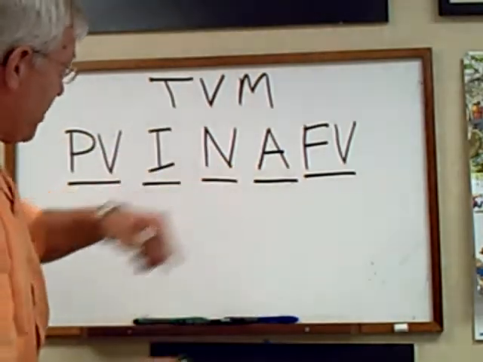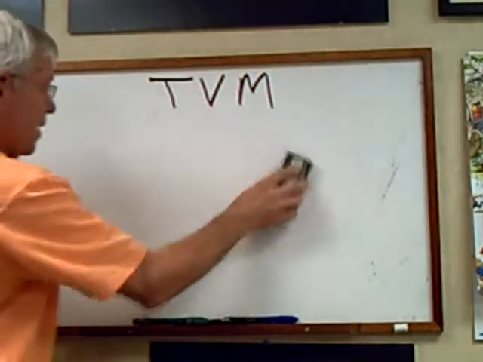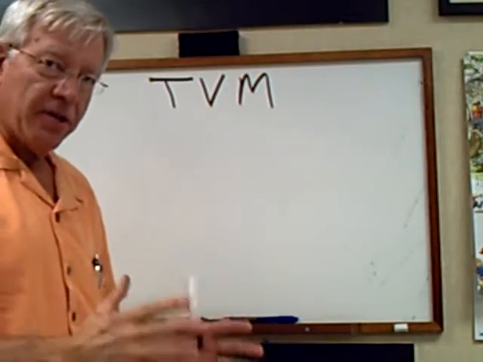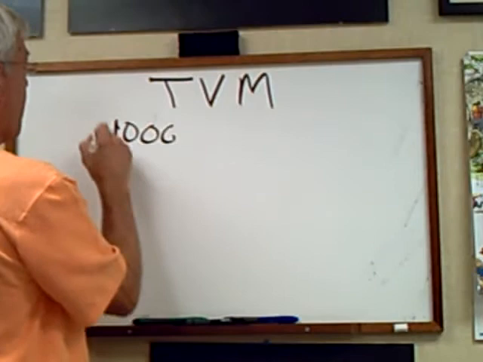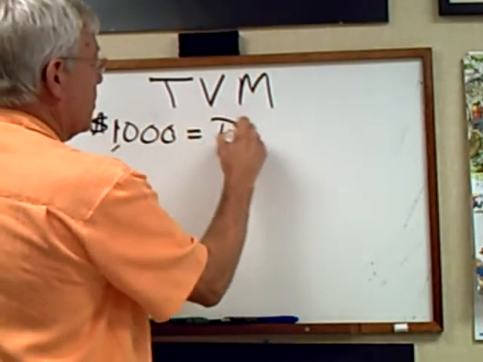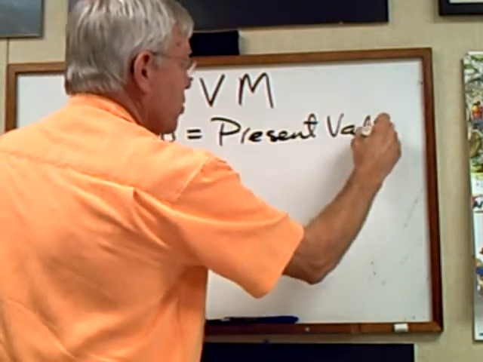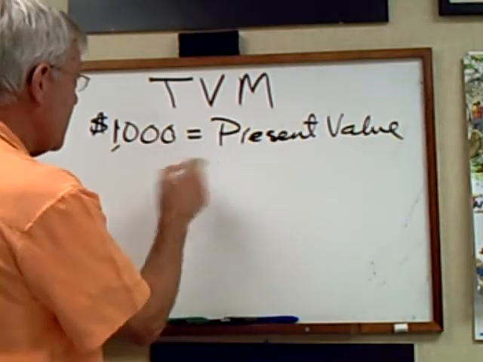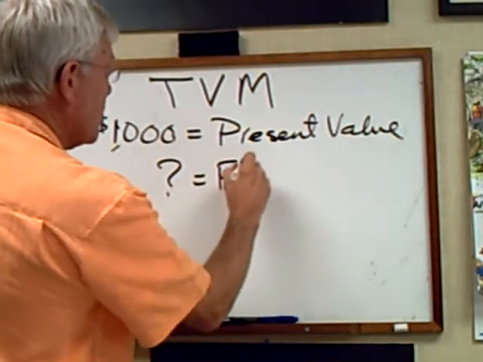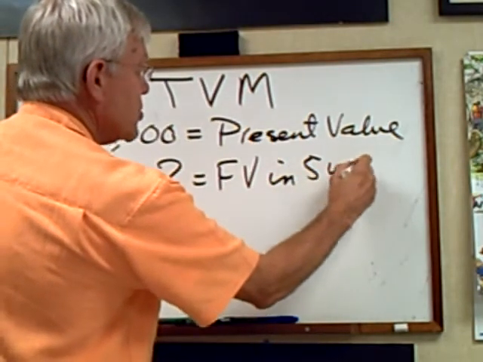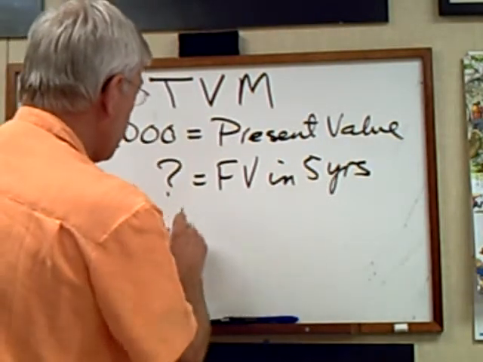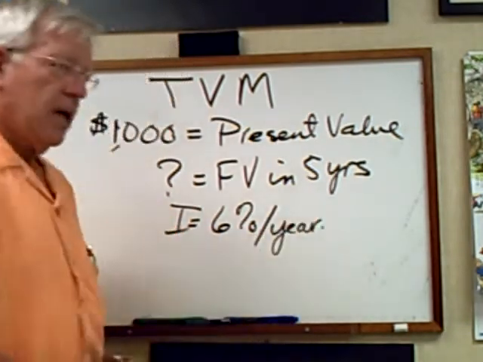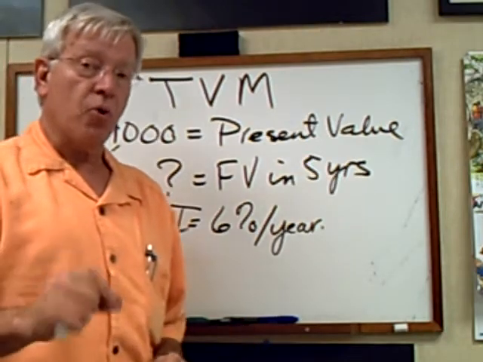So, let's look at some of the relationships. We'll get rid of our little acronyms here, and we'll start off with the simplest one. Let's say I put $1,000 in the bank today. That means that's the present value, $1,000. That is also what we call a lump sum. I put $1,000 in today, and the question is, what is its future value in 5 years if my bank is paying me 6% interest per year? And we'll just consider the simple case of annual compounding here.